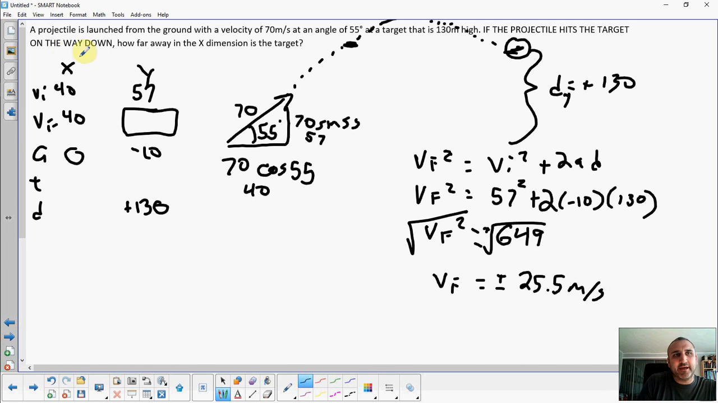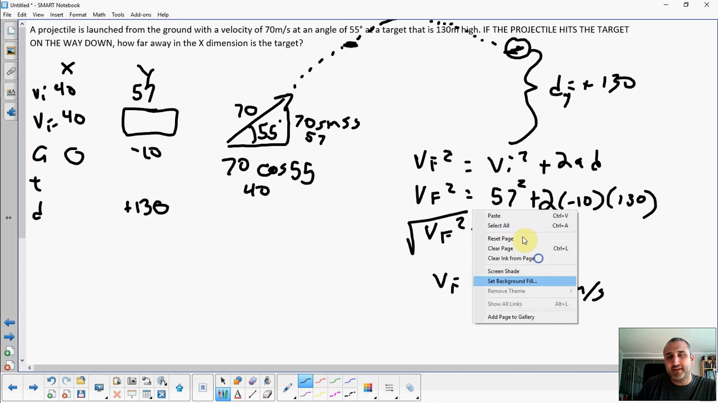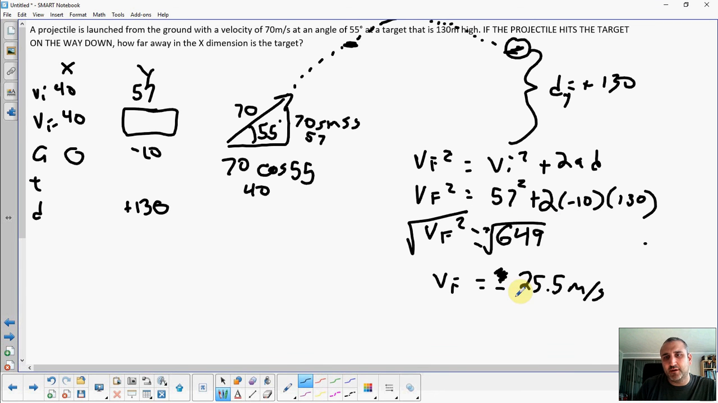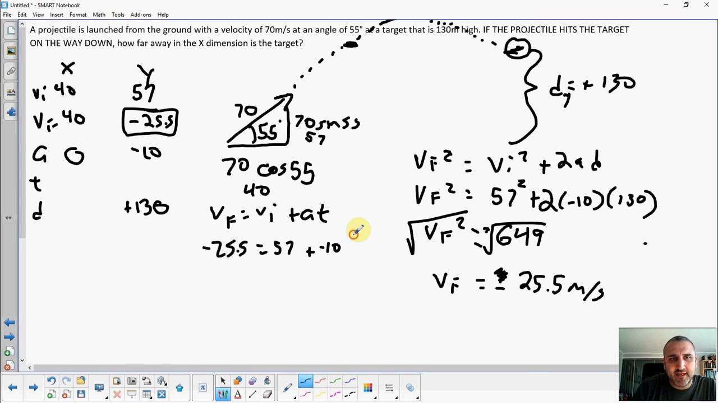And because I say it hits on the way down, our final velocity can't be positive, because if it's going back down in the y dimension, it's going to have a negative velocity in the y. So negative 25.5. Okay? From there we can do Vf equals Vi plus At. Vf is negative 25.5 in the y, equals 57 in the y plus negative 10 times t. And if you do this correctly, you should end up with a time of t equals 8.2 seconds. So this thing is in the air for a very long time.